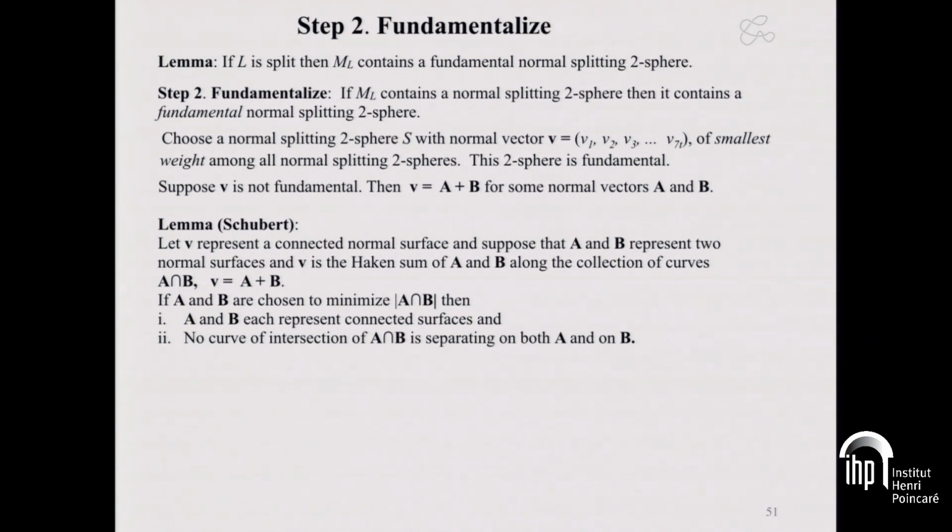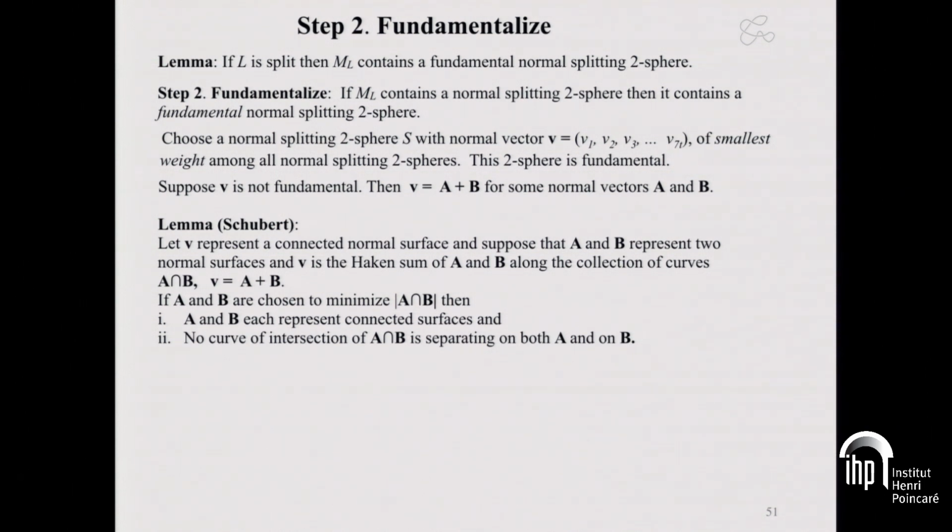But normal is not the same as fundamental. Right? You could have very, very complicated normal surfaces. We want to show that one of the very simple fundamental surfaces, which we've enumerated and can look at one at a time, will be a splitting two-sphere. So now, this is where we use a little three-manifold theory. Well, not too much. So Schubert proved this little lemma, which will guarantee this property.